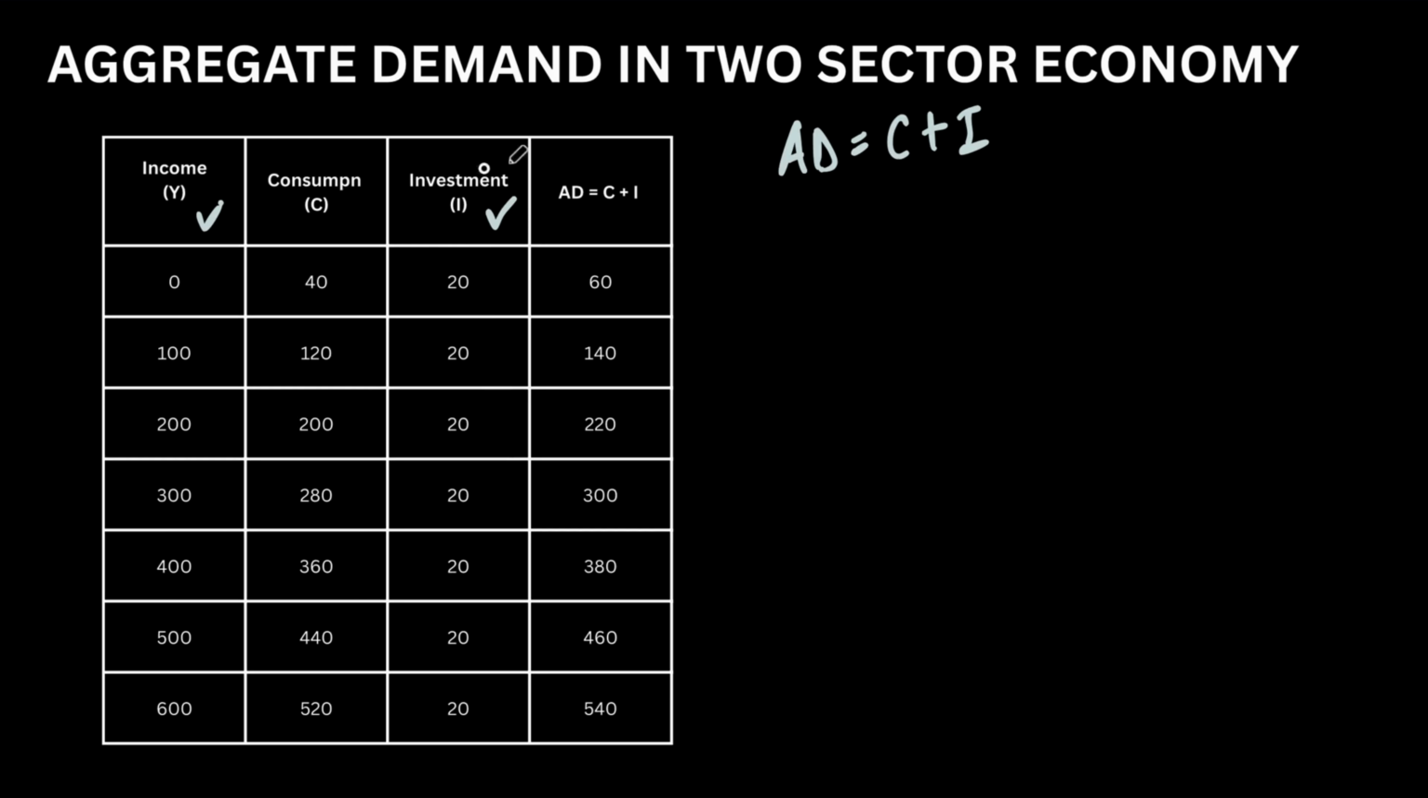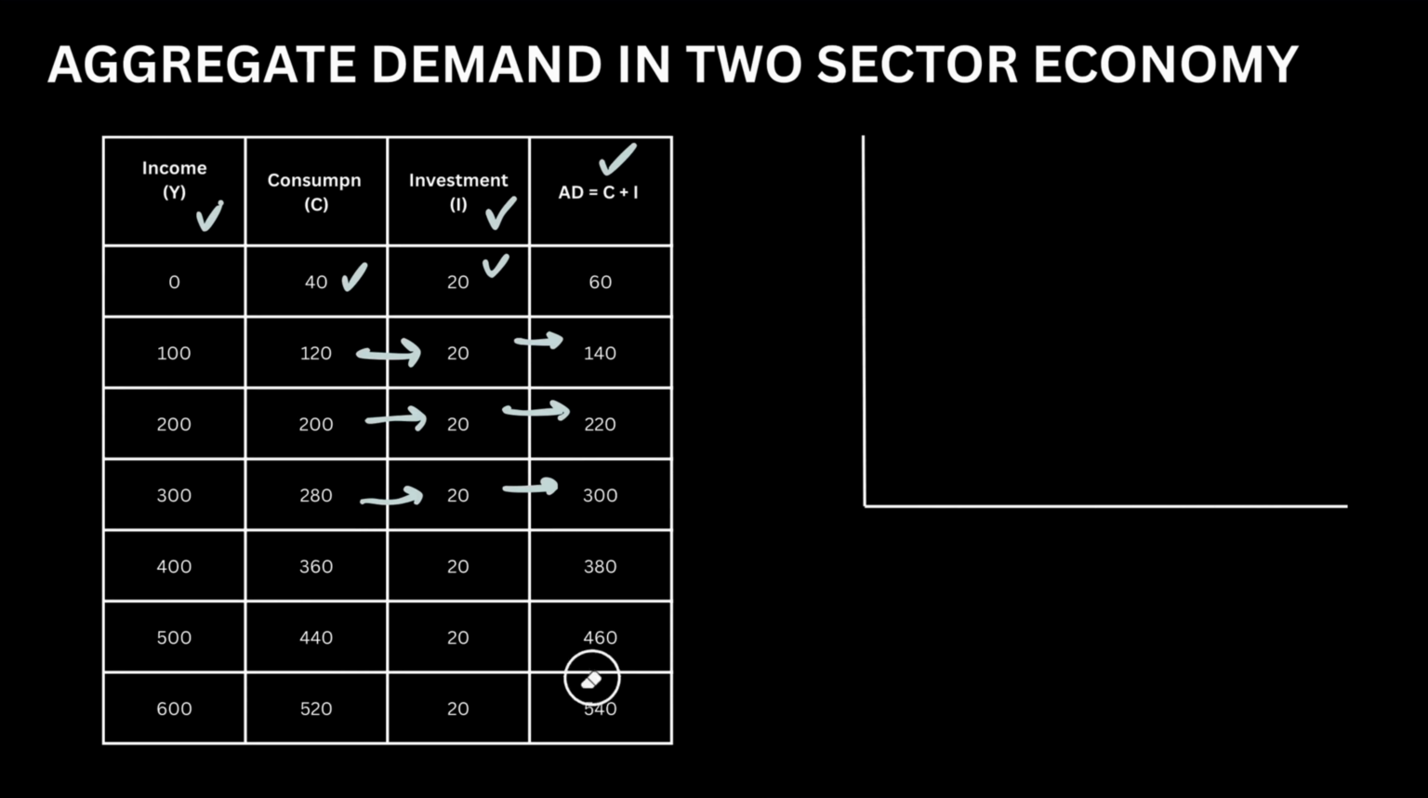So in order to calculate aggregate demand, what will we do? We will add consumption and investment. Consumption and investment, first level, it is 60. Then 120 plus 20, 140. Then 200 plus 20, 220. Then 280 plus 20. In this way we get AD.